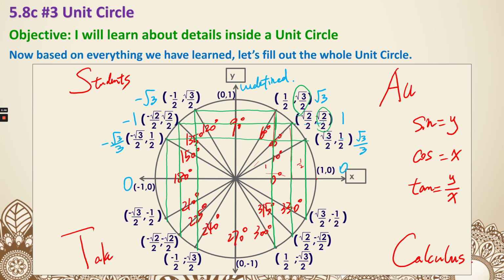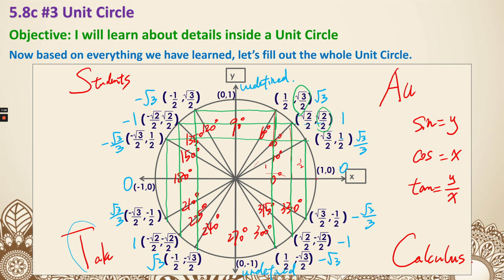Moving to the third quadrant, all the tangent values should actually be positive inside the third quadrant. So we kind of can just copy down what we already had in the first quadrant. Square root of 3 over 3, that is 1, and that is just square root of 3. 270 degree is the same as 90 degree, so it's also going to be undefined. Then we got negative square root of 3, negative 1, and negative square root of 3 over 3. And now we have a more completed unit circle.